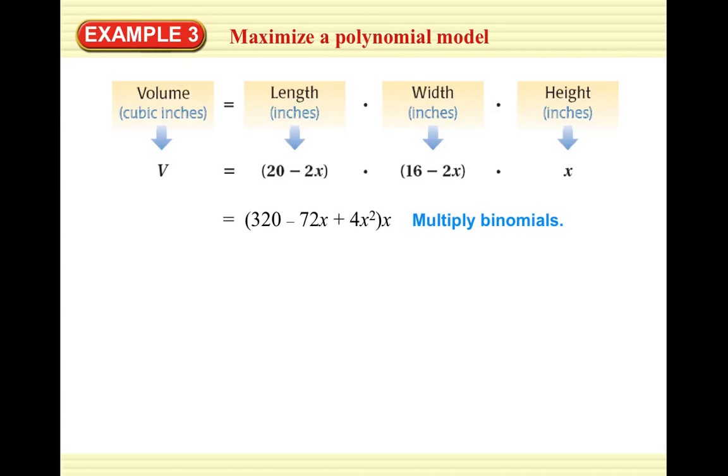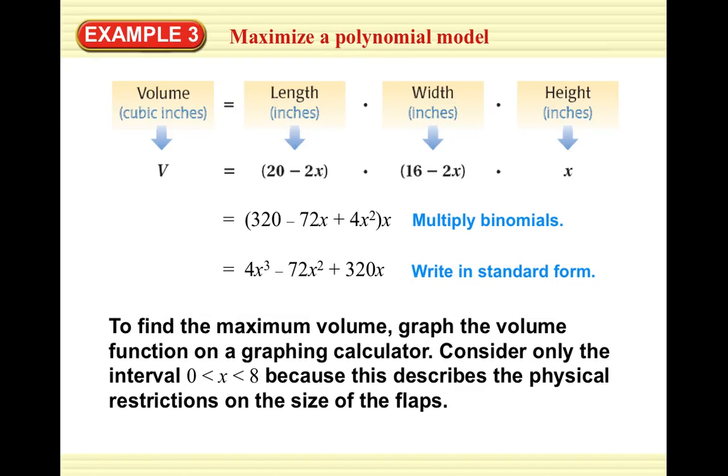So multiply all of that together and then factor out, well, don't factor out, but you can factor out if you want to in order to solve the equation. When we put it in that first form of the second line you see, 20 minus 2x times 16 minus 2x times x, that gives you your x-intercepts, which is pretty nice to find. So to find the maximum volume, we're going to graph the volume function on the graphing calculator.